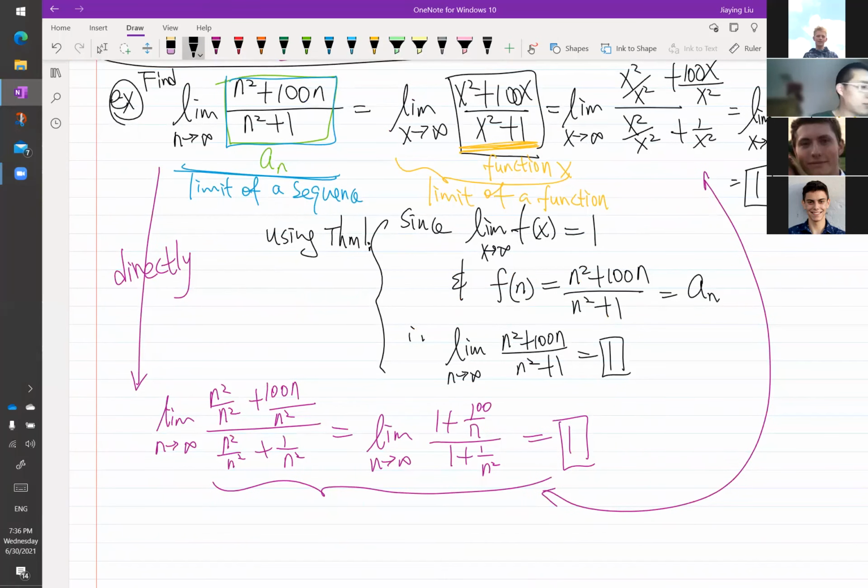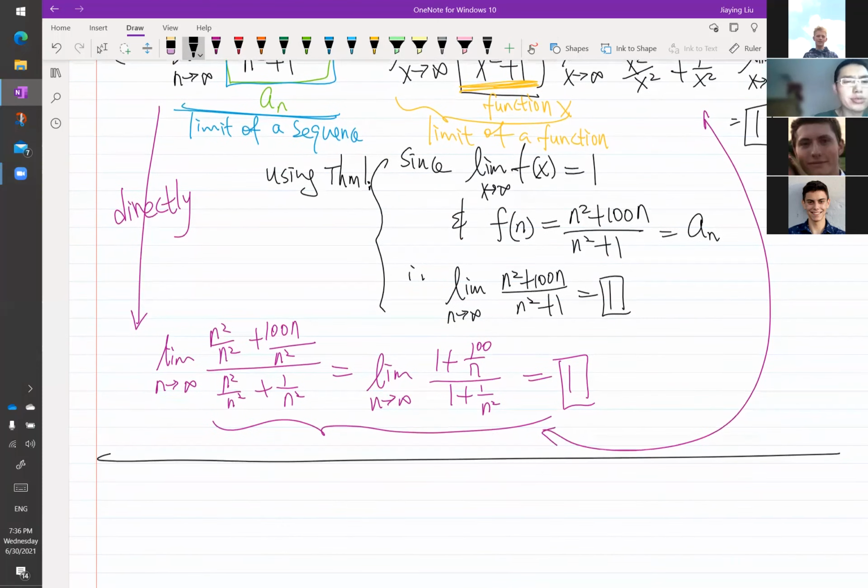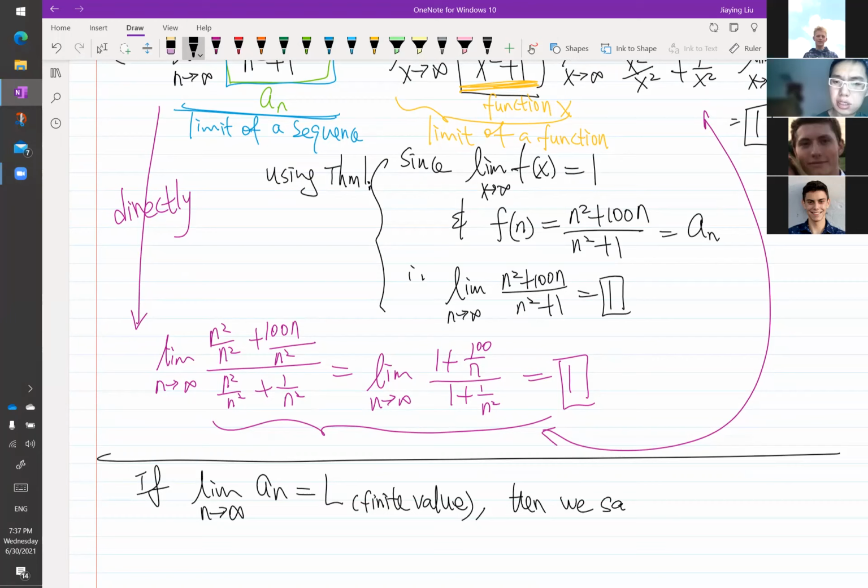Now, before I move on, I had to write down one brief definition. So if the limit as n goes to infinity of a_n equals L, which is a finite value, so if the limit of the sequence exists, then we say the sequence a_n converges. So the sequence will converge if the limit exists.